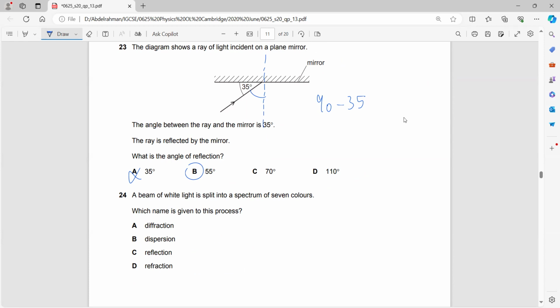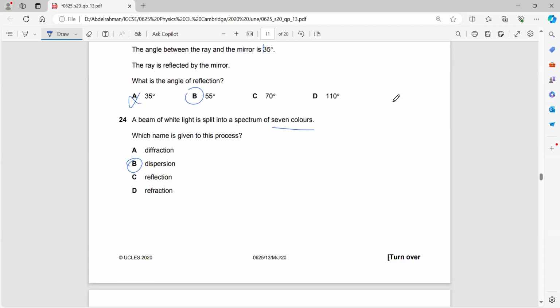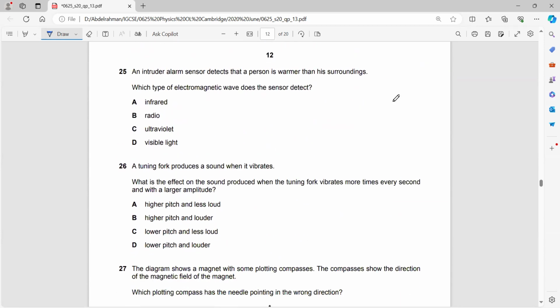When it gives off 7 colors, this is dispersion. Yes, when it gives off the colors, this is dispersion. An intruder alarm uses what? Intruder alarms use infrared radiation. Yes, we know this.